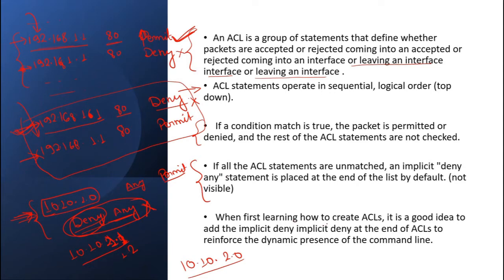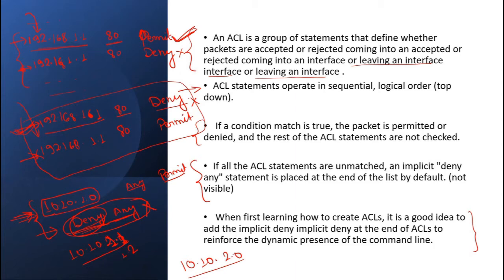When first learning how to create access control lists, it is a good idea to add an explicit deny at the end of the ACL to reinforce the implicit presence of the command. So they are saying that when you are learning, please specify this deny any manually, so you will not be confused about why it is denying this traffic, although I have not mentioned it. Because there is a default deny any, implicit deny. So for your understanding, you can give a statement deny any, so it will be easy to understand why traffic is blocking, right guys?